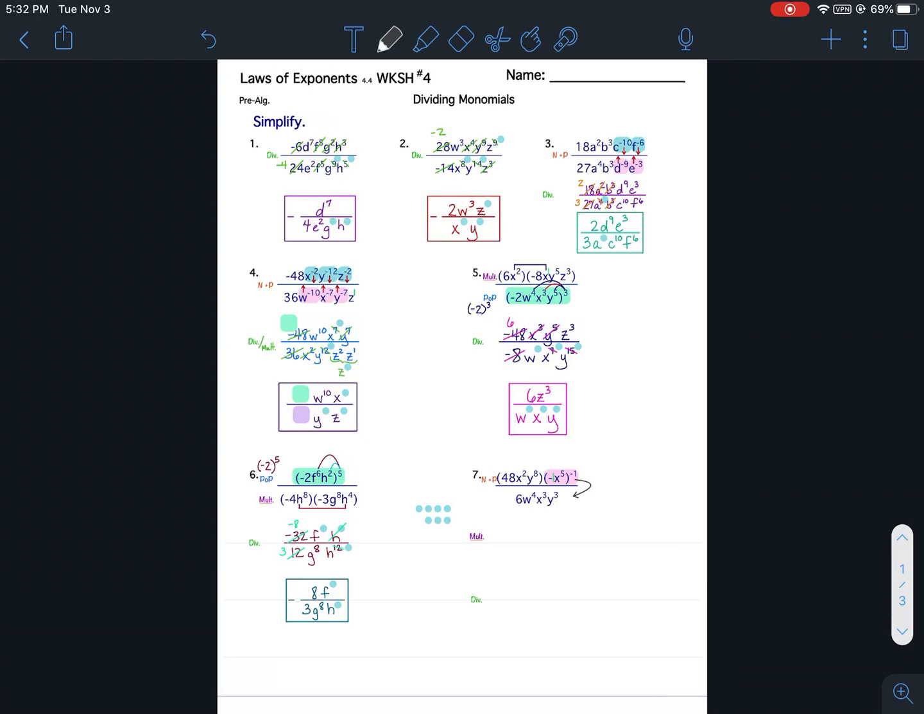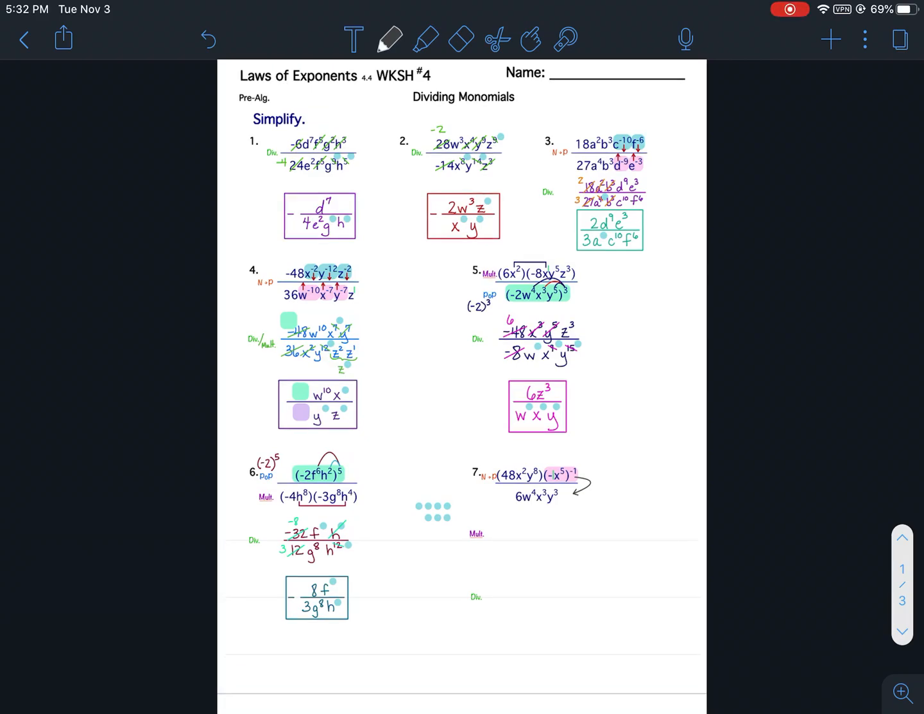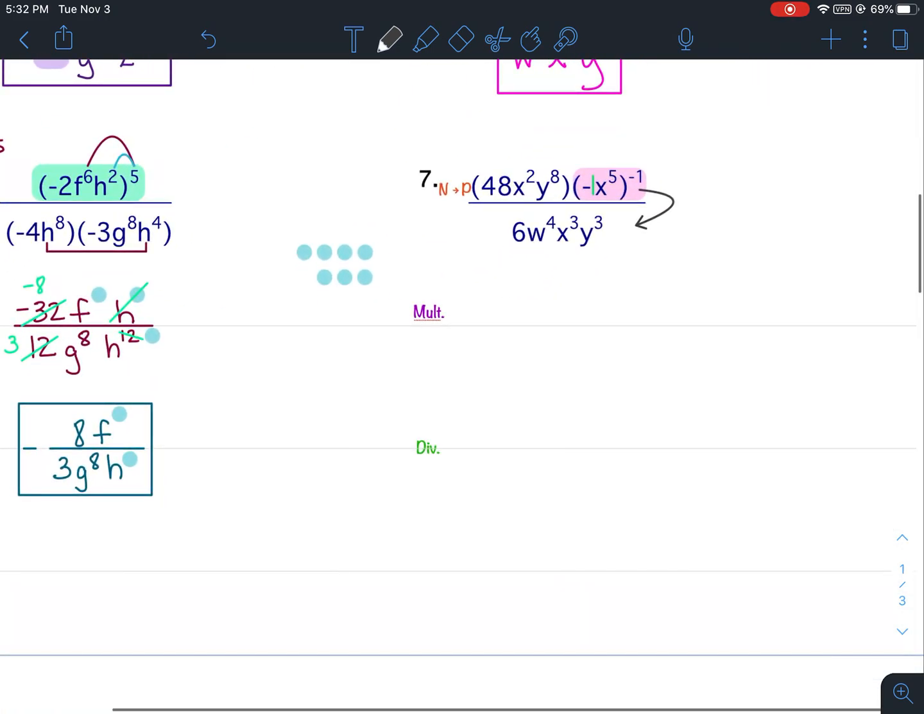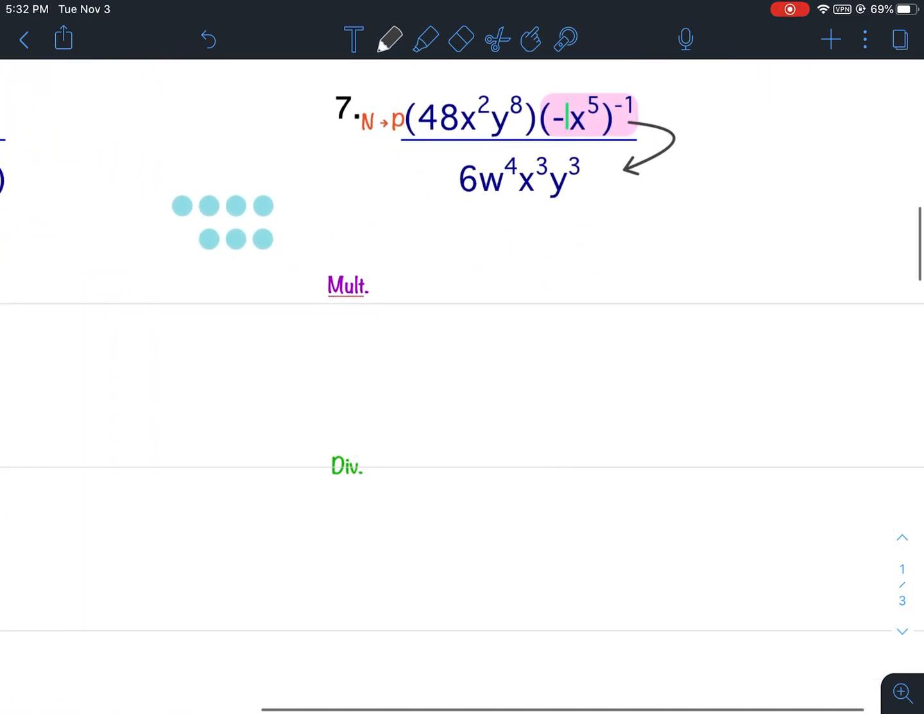Laws of exponents, worksheet number 4, question number 7. Number 7 can be a difficult one if you don't recognize that that top right monomial term has a -1 exponent. So we need to make that a +1 by moving it to the denominator, taking the reciprocal of it. So it needs to move to the denominator.